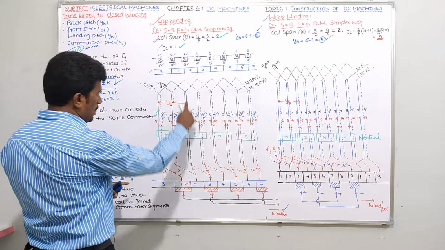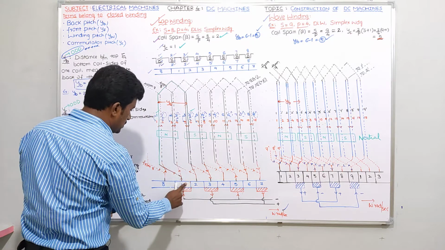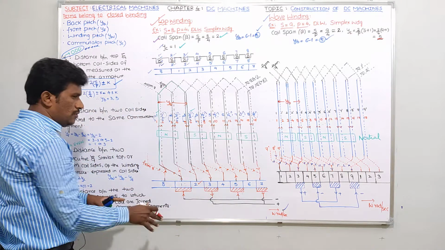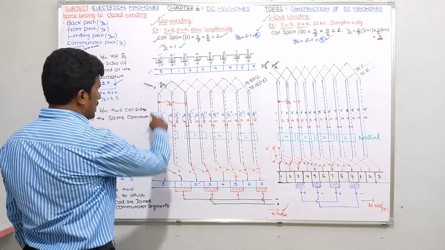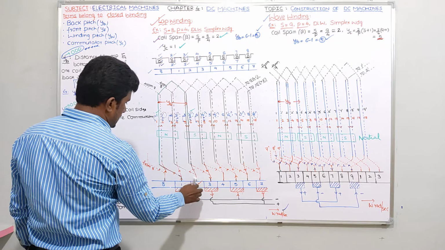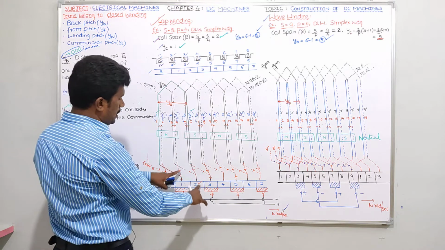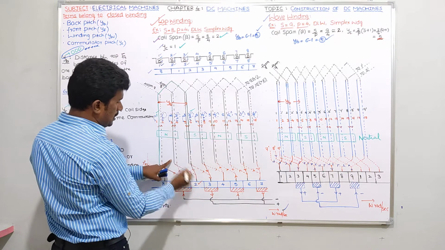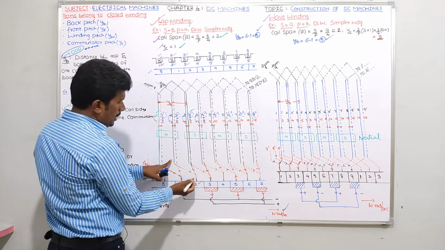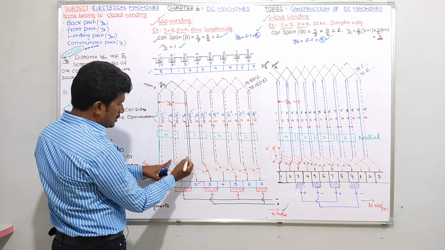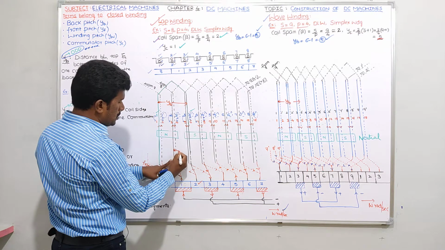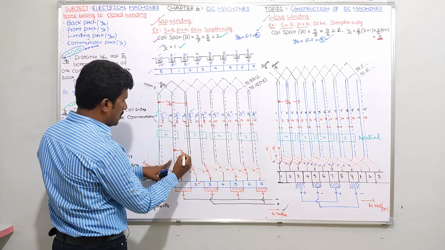Otherwise, let me take the second segment as an example also. You can take the first segment also, nothing wrong. First of all, let me explain the second segment. Now please see, to this second segment, this one is connected, this connector is connected, and this one is connected. Here, this is one coil side and this is another coil side. So I can call this one YF.